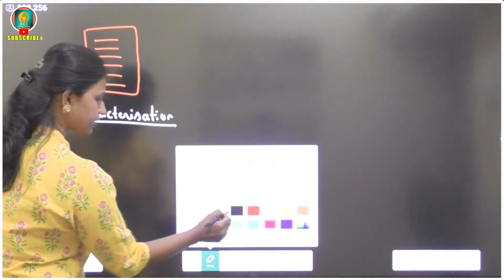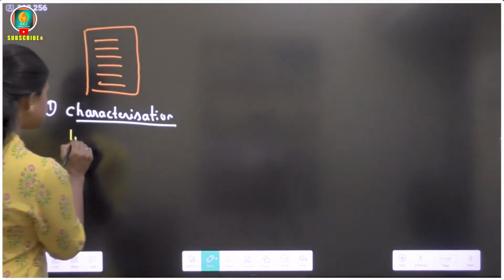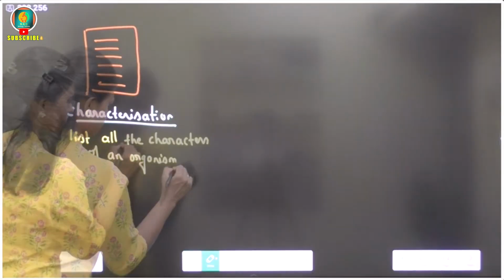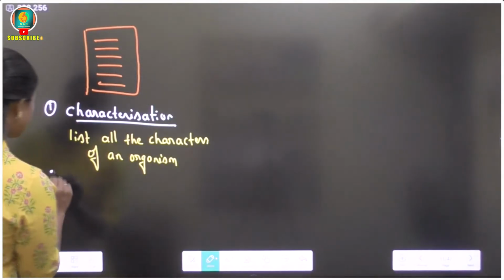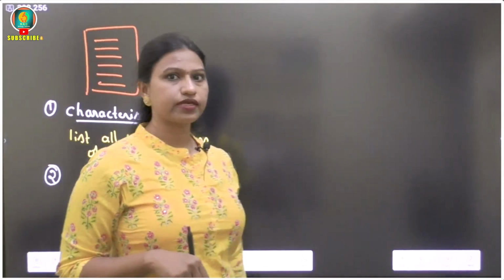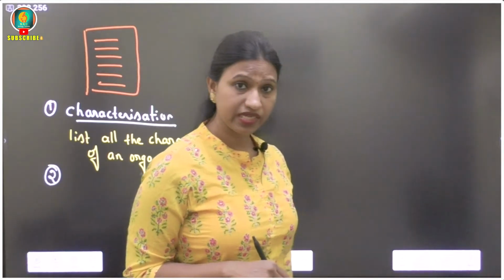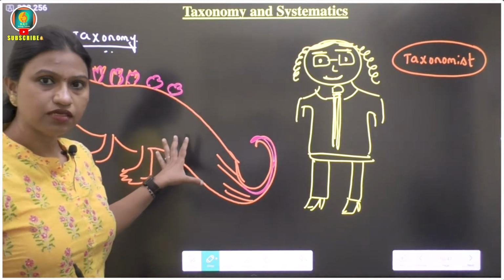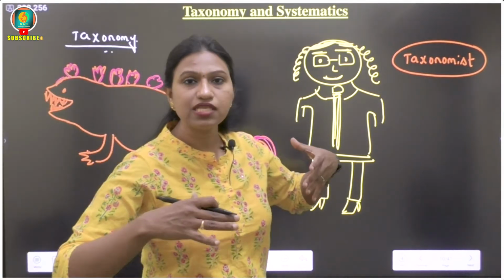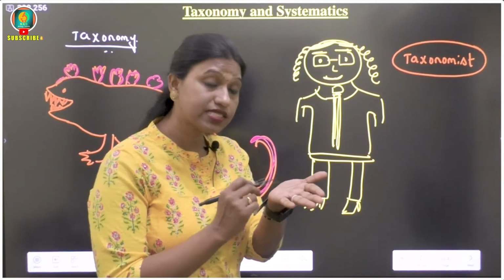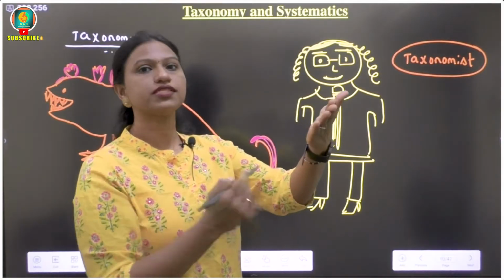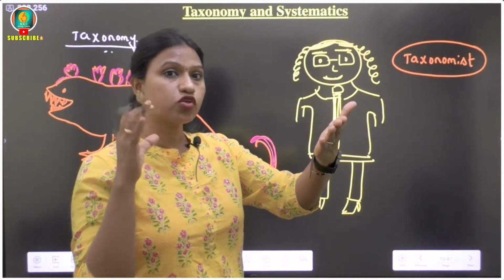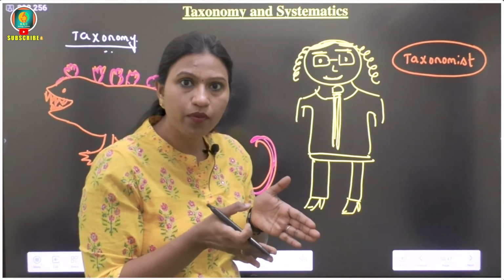Characterization. In that characterization, he is going to list all the characters. Now, based on these characters, he is going to identify whether it is an animal, a plant, some other bacteria, or a fungus. So, like that, he started identifying based on these characters. Because to identify it, he has to describe it properly, no?